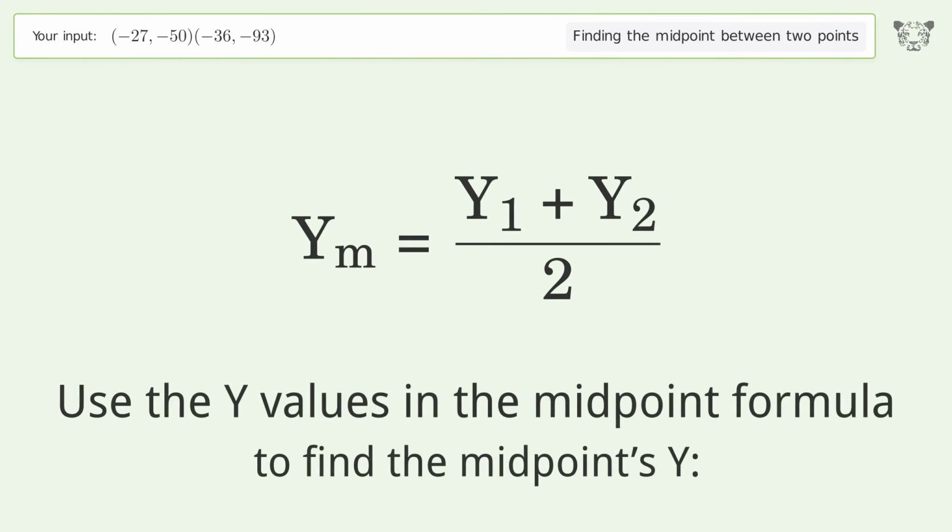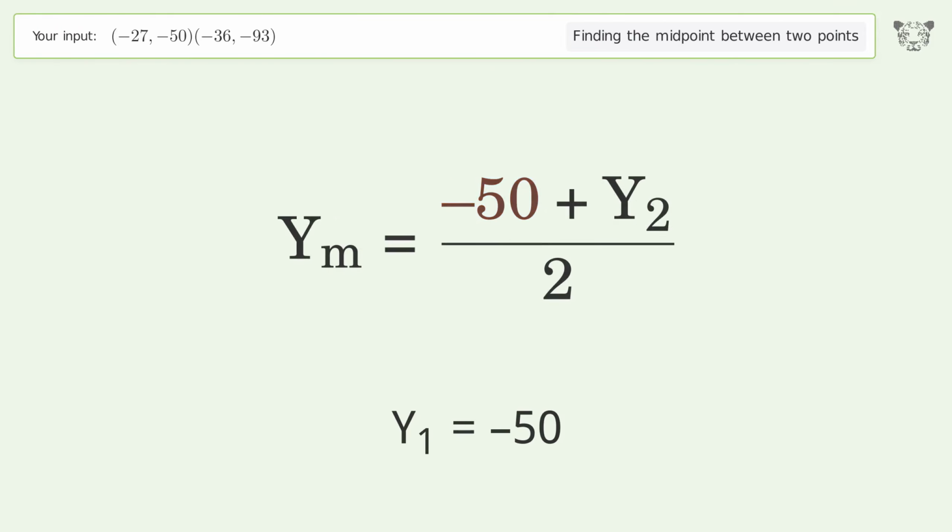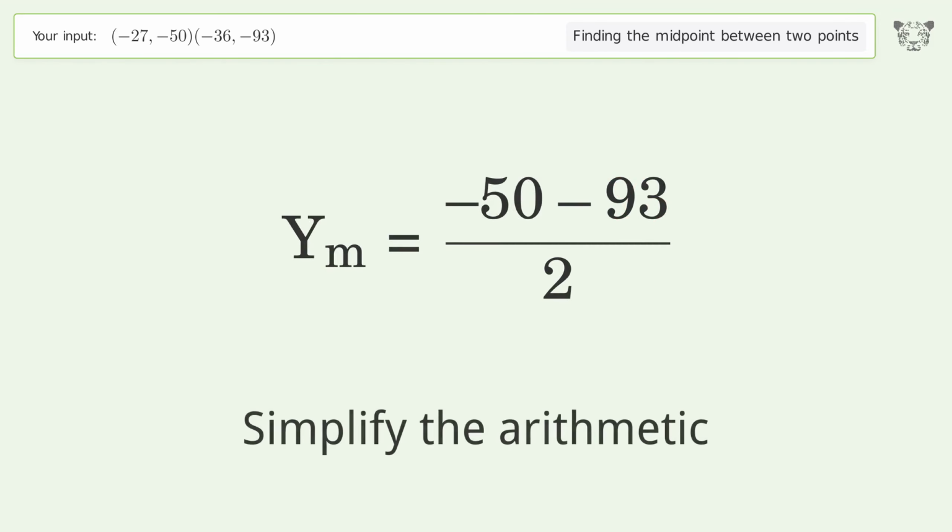Use the y values in the midpoint formula to find the midpoint's y. y1 equals -50. y2 equals -93. Simplify the arithmetic.